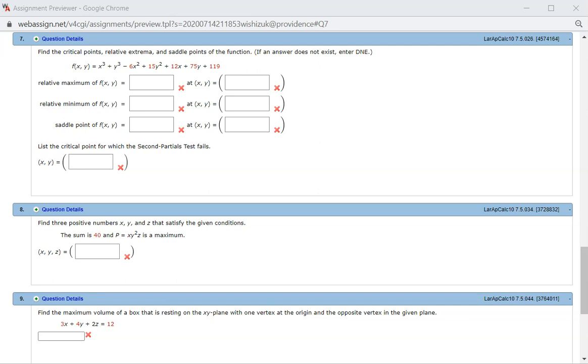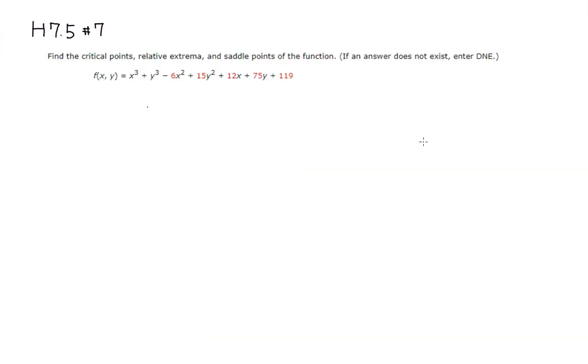All right, let's look at homework 7.5, problem number 7. Let's try to apply the second partial test to find the relative max, relative min, or saddle point. So we need to take a bunch of partials.